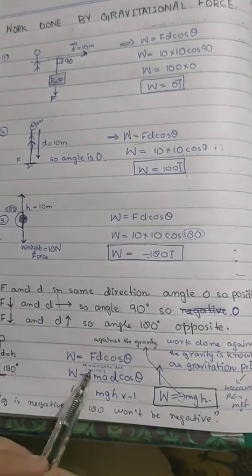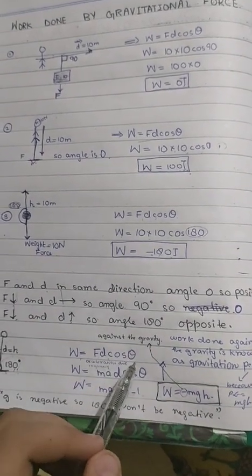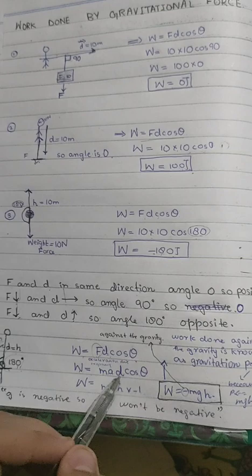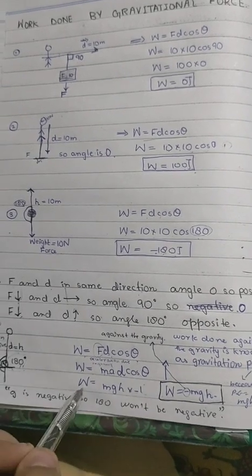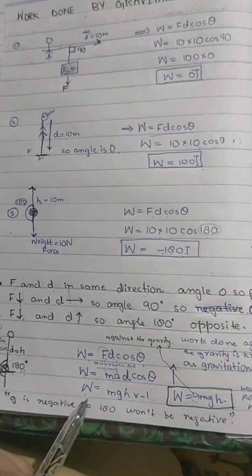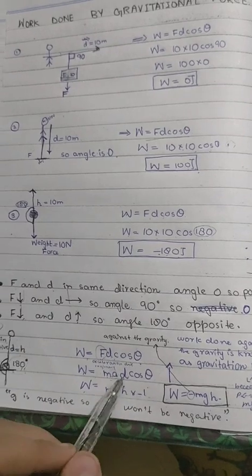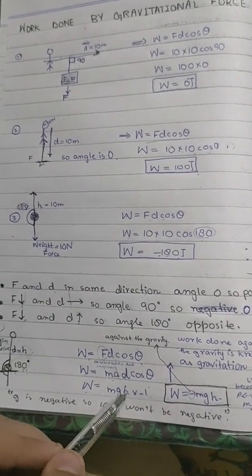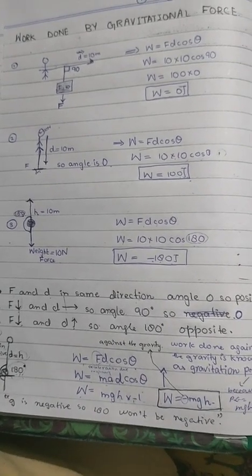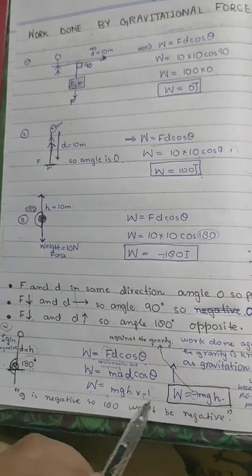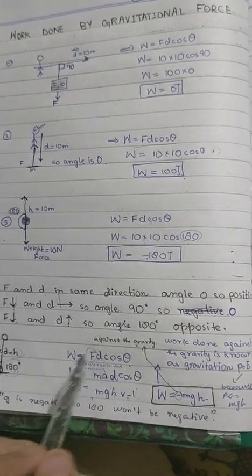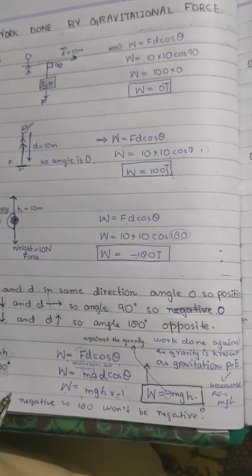Here we have the work formula W is equal to Fd cos theta. Force is ma, displacement, cos theta. So W is equal to ma, where a is the acceleration due to gravity, for which we put g, and displacement here is the height, multiplied by cos 180, which is negative. So W is equal to minus mgh. This minus sign represents movement against gravity.